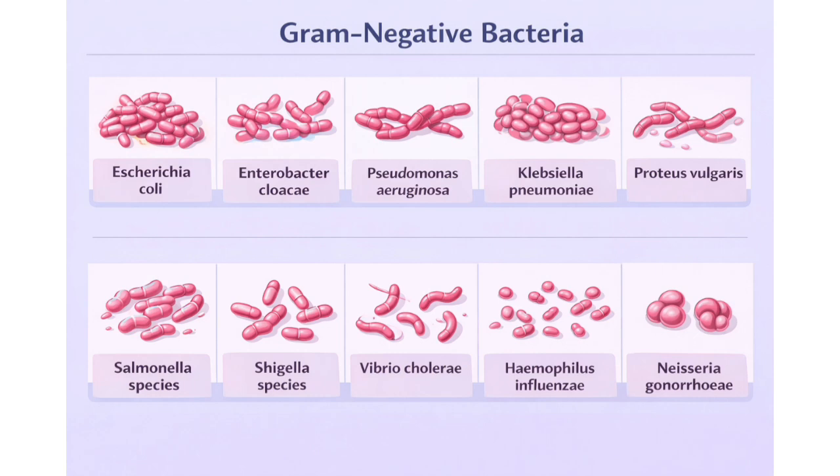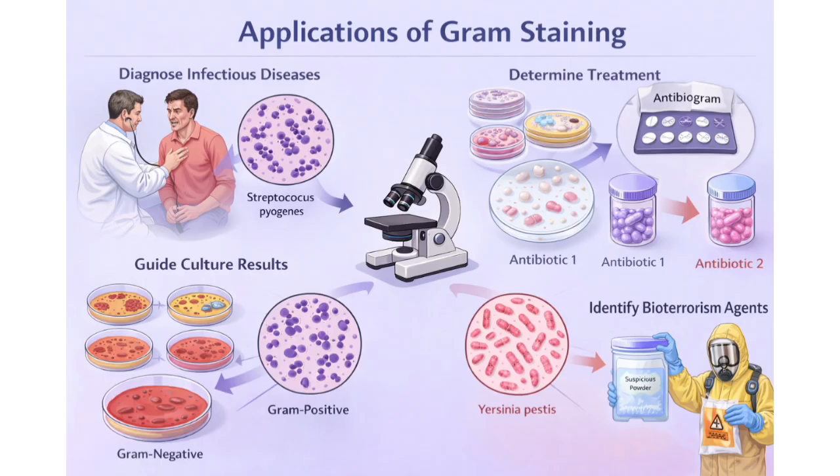Now we'll discuss the application part. Application of gram staining: it is used for rapid preliminary identification of bacteria in patient samples such as blood, urine, sputum, and other fluids also. It also helps to detect infections like urinary tract infection, pneumonia, meningitis, and provides immediate information before culture results are available. It will help the doctor to choose the appropriate treatment for the patients.